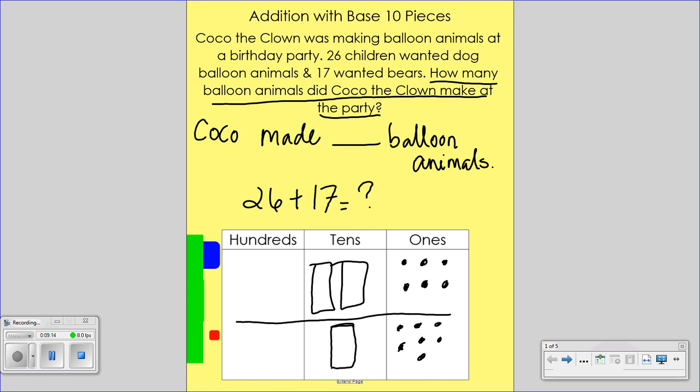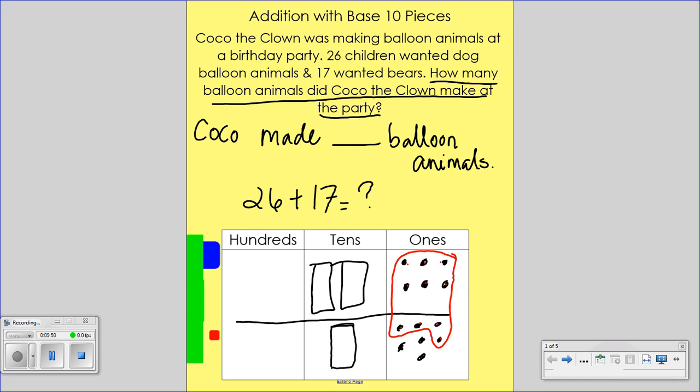What are you going to trade your 1s for? Parker? A 10. Count out 10 1s. They can come from both categories. 1, 2, 3, 4, 5, 6, 7, 8, 9, 10. These 10 1s, put them back in the bank of 1s. Take out your 10 1s. Put them back in your pile of 1s. What do you need to add?